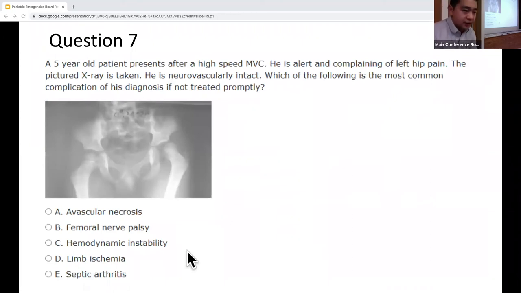Cool. So question seven. A 5-year-old presents after a high-speed MVC. He's complaining about left hip pain. A picture is taken here. He's neurovascularly intact. What's the most common complication of his diagnosis?